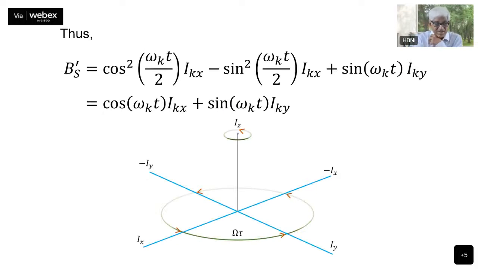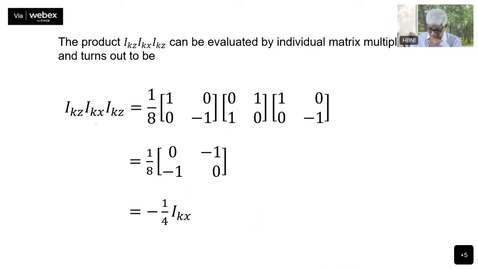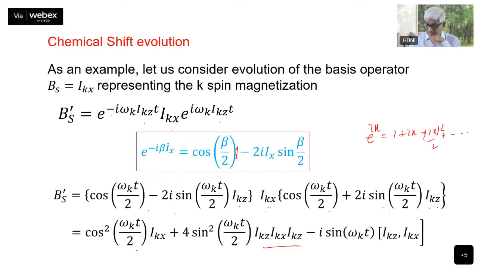So therefore what I get here is cosine square omega kt by 2 iKx minus sine square omega kt by 2, and now I have here iKx, because there is 1 by 4 and there is a 4 here, therefore the 4 cancels, you get iKx here only, plus sine omega kt iKy. And how did I get this iKy? Because that is the commutator. The commutator Kz, Kx is the commutator.